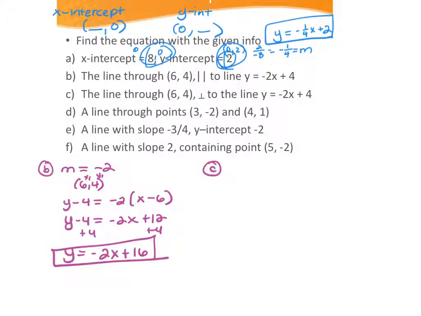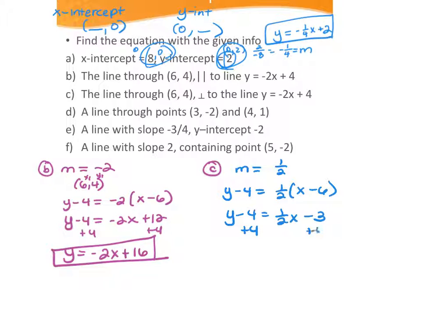All right, C says the line through (6, 4) perpendicular to that same line. So if that slope is negative 2, what's the slope of the line that's perpendicular to it? Positive 1/2. So I get y minus 4 equals 1/2 times x minus 6. Distribute that 1/2. Add the 4.